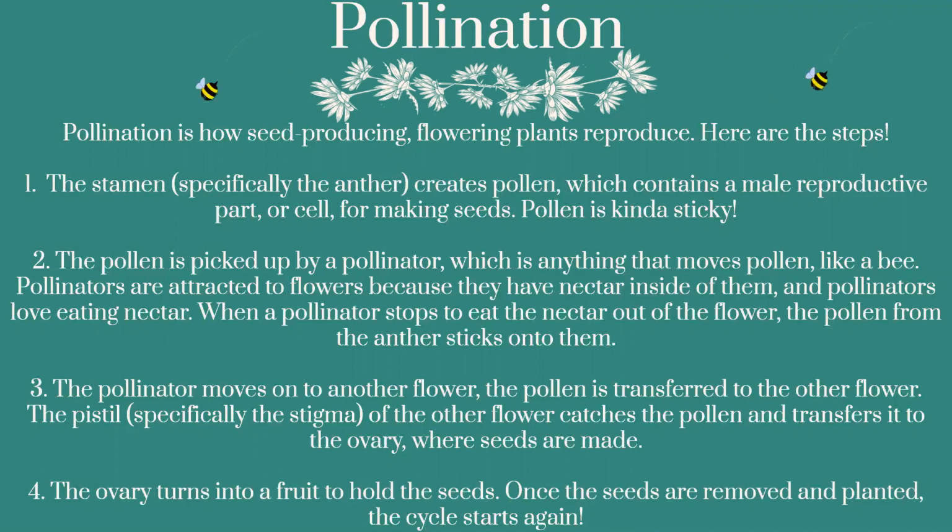After the anther creates pollen, the pollen is picked up by a pollinator. A pollinator is anything that moves pollen, like a bee or a butterfly or even a bird. Pollinators are attracted to the flowers, as I mentioned before. The reason why is because the flowers produce a substance called nectar. Pollinators love eating nectar, and some depend on nectar to survive.